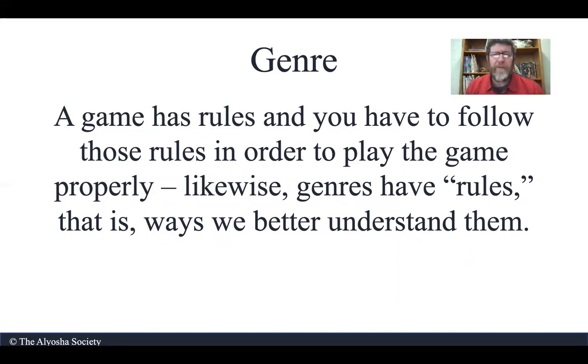Well, in a similar way, I think genres have rules in a way. That is, if you understand what the genre is and how you play the game of understanding that genre, then when you get into a book of that genre, you know how to play the game. You know how to understand it better. You know how to navigate it. So let me give you an example here.